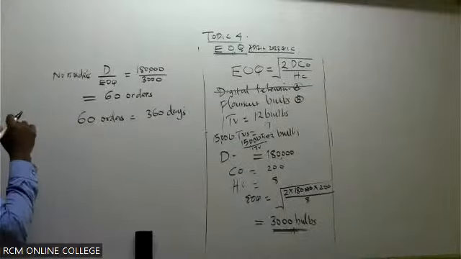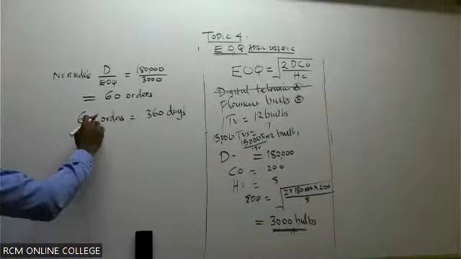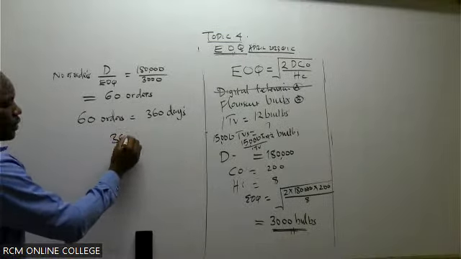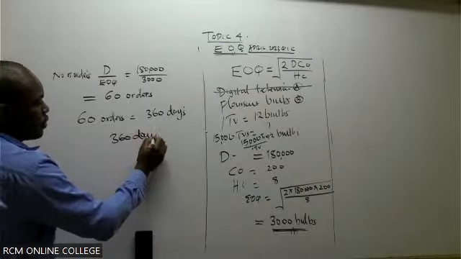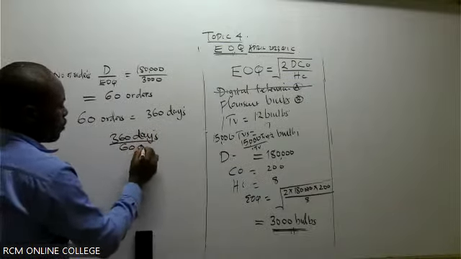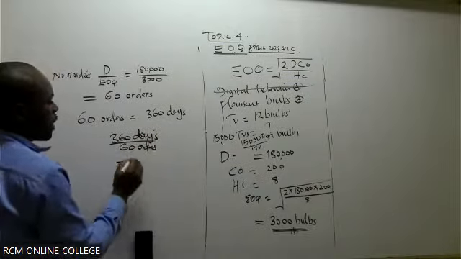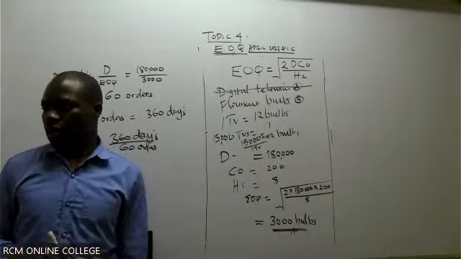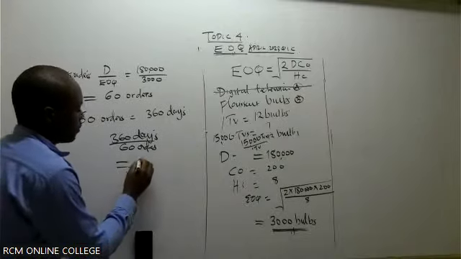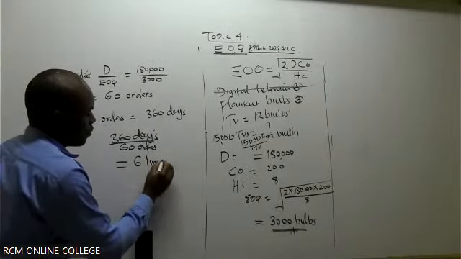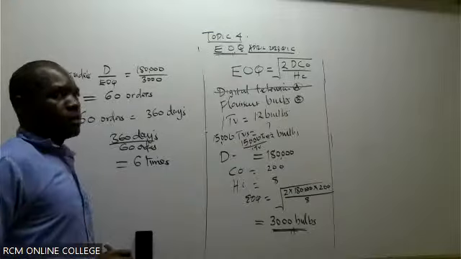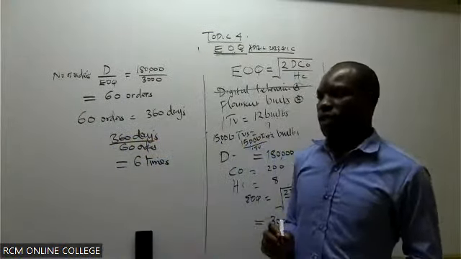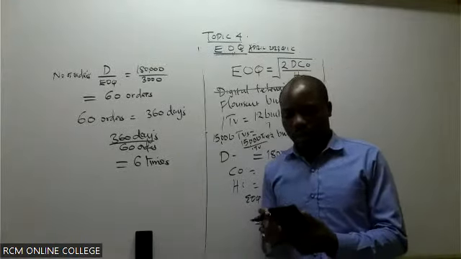So how frequent are they going to do this? 60 orders have been done in a year. So for the interval, we just take our 360 days and divide by 60 orders. What will we have? 6 times. So that's what you are required to do in that particular question.